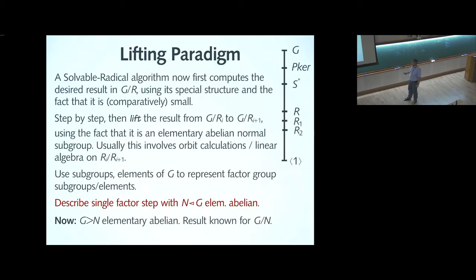Typically, to describe what happens, one just needs to describe a single step. So from now on, I simply assume that I have an elementary abelian normal subgroup. I assume some result is known for the factor group, and I want to get that result for the whole group.